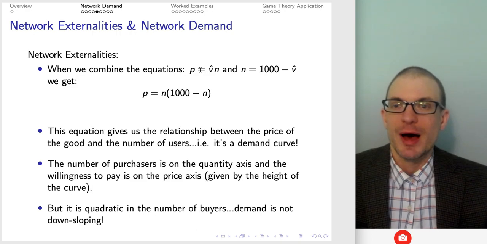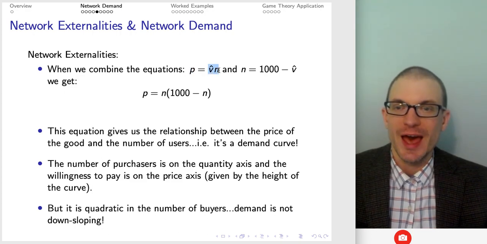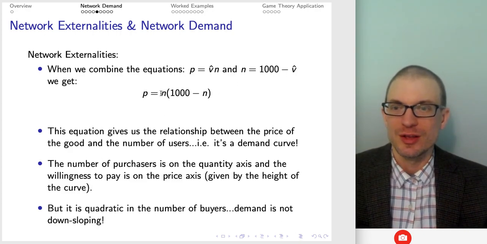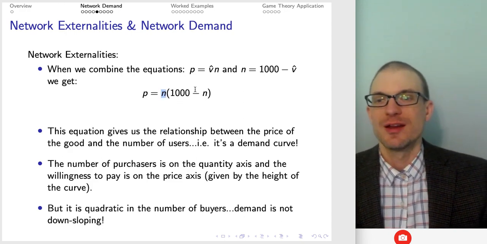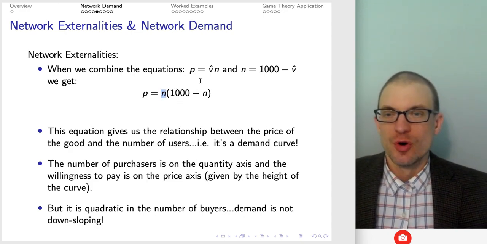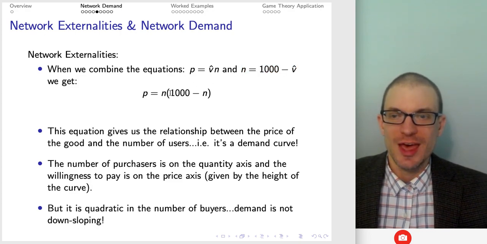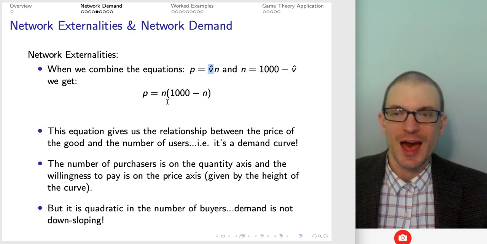All right, now we can combine these equations though. P is equal to V hat times N, and N is equal to 1,000 minus V hat. And we want to get this as an inverse demand, price in terms of quantity, where quantity is going to be represented by N, like the number of people buying. So what I need to do to make this happen is solve this for V hat. V hat is equal to 1,000 minus N, and then just drop this into my equation. Right? So solving for V hat, this will be 1,000 minus N, and then substituting for V hat here gives us this.